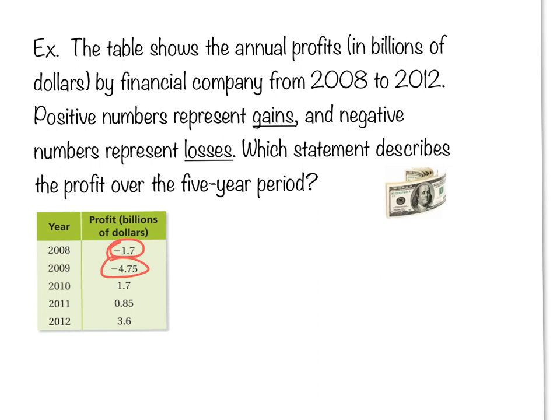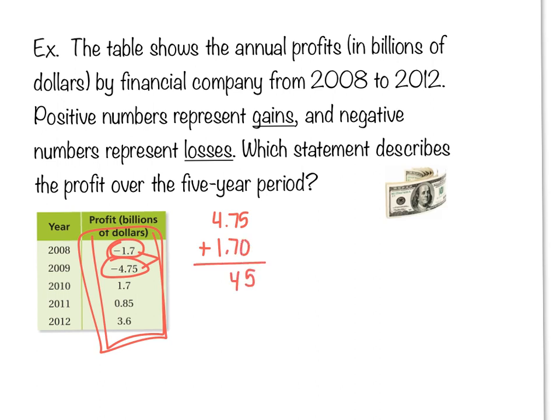So since these have the same signs, I'm going to start with them. I'm just going to add all these numbers together, and you can add in whatever order you want to. So I'm going to stick with the 2 negatives. Same signs, keep the sign, and add. 4.75 plus 1.70. 5 plus 0, 7 plus 7 is 14, carry the 1. And 1 plus 4 plus 1 is 6. And remember, it was same signs, keep the signs. So altogether in the first 2 years, they lost $6.45 billion.